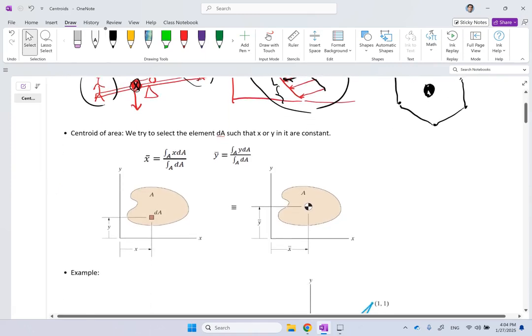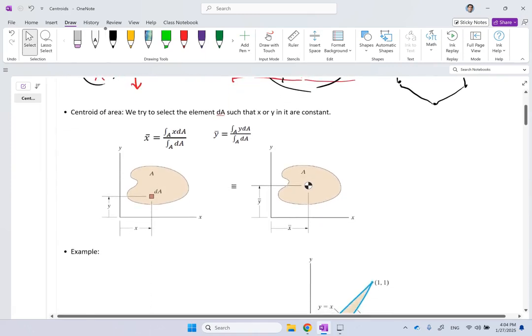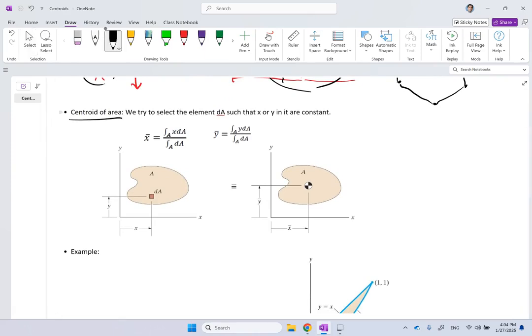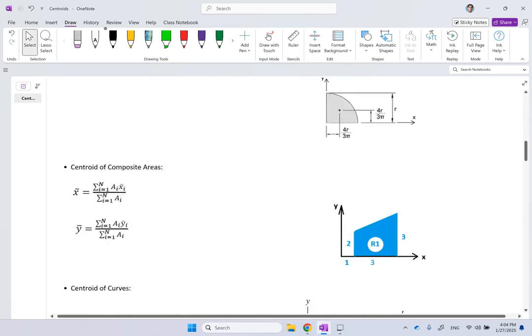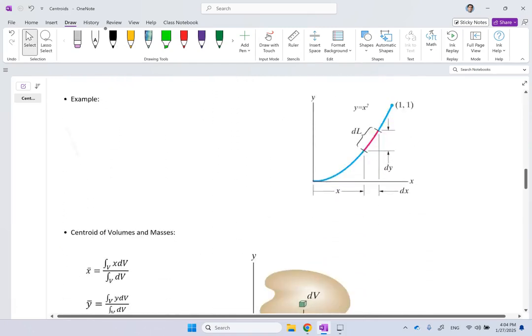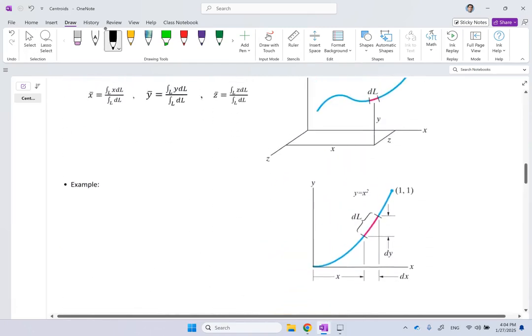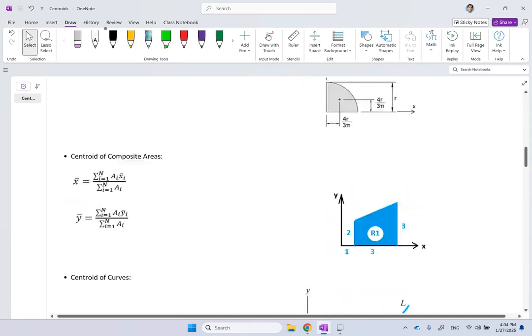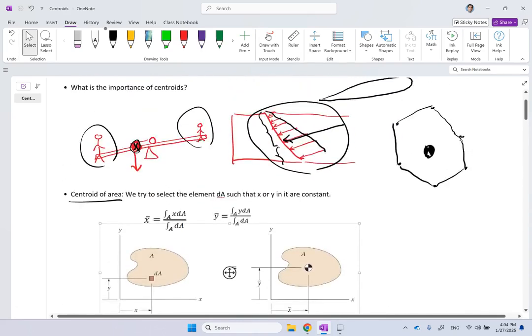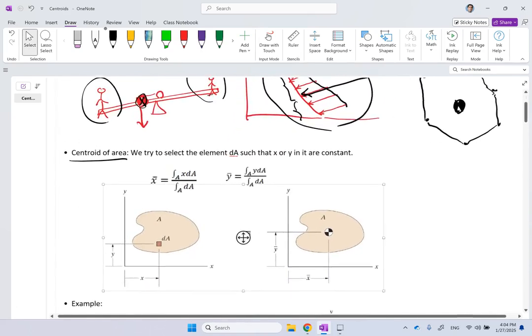So the thing is, how do we find them? And here, first, I start with centroid of areas, which is probably more common and you have seen it a lot more. And then I go higher up in dimension, so I go to center of volumes and also to center of lines. So we're going to look at the problem in 2D, 1D, and 3D, right? And so centroids of areas, as I said, are very simple.